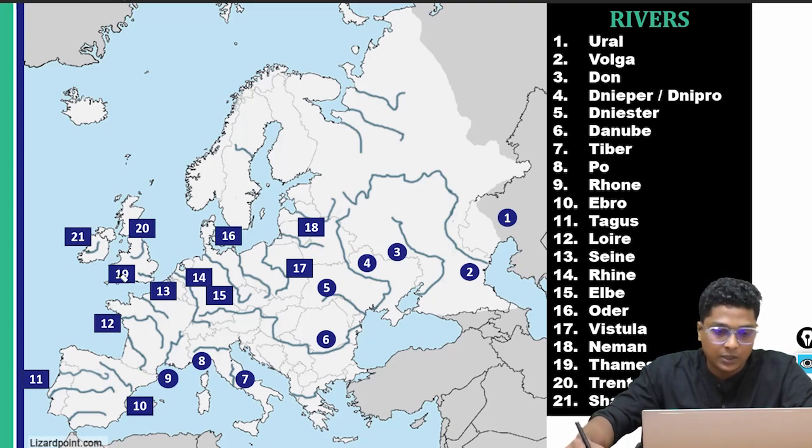So the next one is Thames. Thames River, UPSC has already asked a question on where it is draining into. Now look at this. The Thames River.